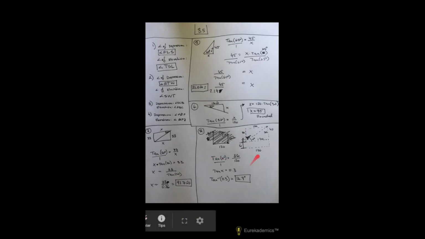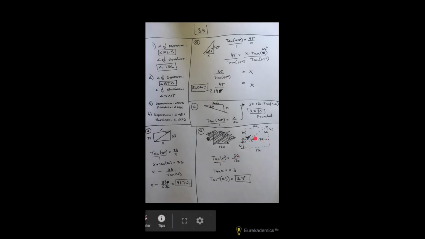So number 8, here's my little stick figure. You're standing 6 feet above, so eventually you subtract that off of 40. So there's a 36. You're 120 feet away from the statue. And the statue is 40 feet tall, but since you're 6 feet above, to you it's like 36 feet tall. And then you run your tangent operation.